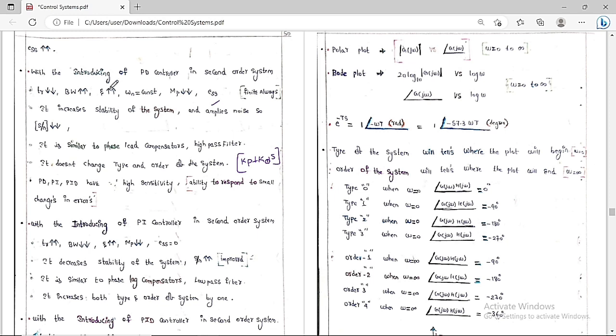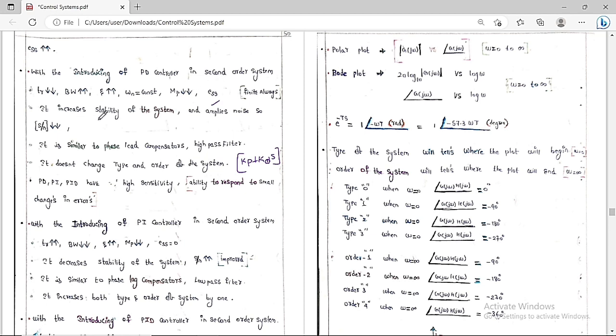Rise time times bandwidth is always equal to a constant. So as the rise time decreases, bandwidth will increase. And the zeta value, the damping ratio, is also going to increase. I've already told you that zeta and peak overshoot are inversely proportional: as zeta increases, the peak overshoot will decrease. And omega is always equal to constant. And always we are going to have some finite steady state error.